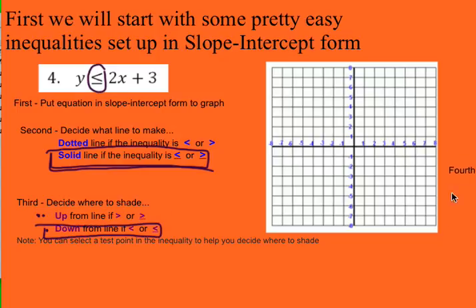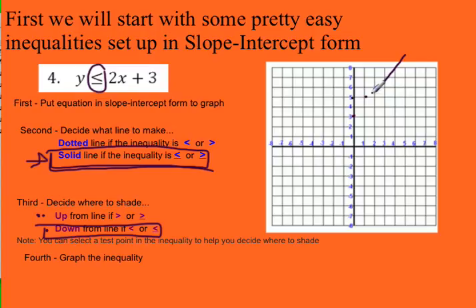Okay, so now once we've made all of those decisions, we can finally graph that inequality. So let's go ahead and do that. So we're crossing the y-axis at 3. And then our slope is 2 and over 1. Now I had decided that I was going to have a solid line.